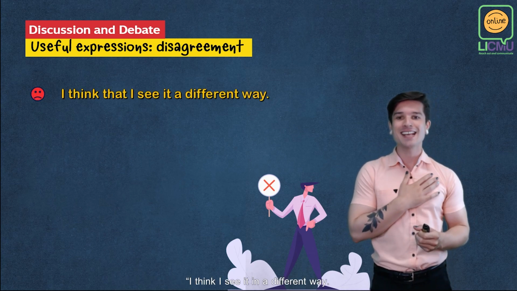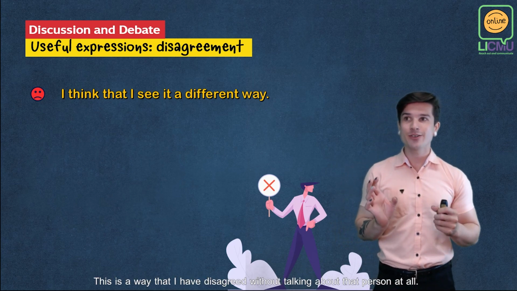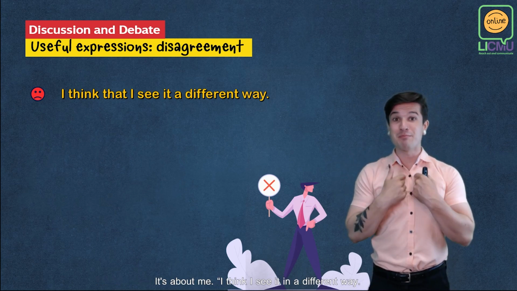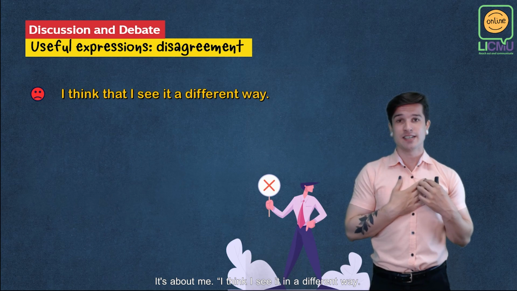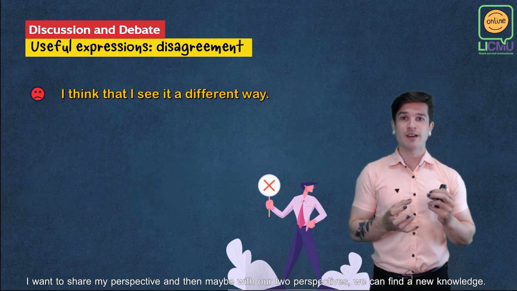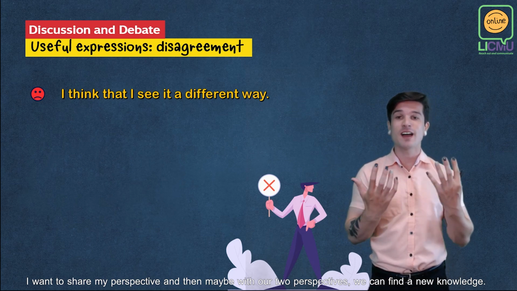I think I see it in a different way. This is a way that I have disagreed without talking about that person at all. It's about me. I think I see it in a different way. I'm not saying you're wrong, but I have a different perspective. I want to share my perspective. And then maybe with our two perspectives, we can find a new knowledge.